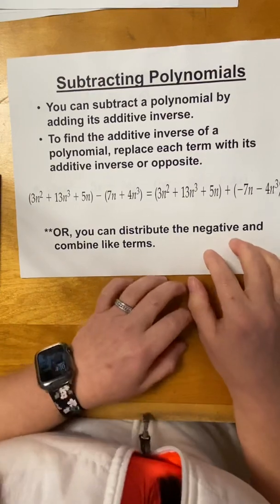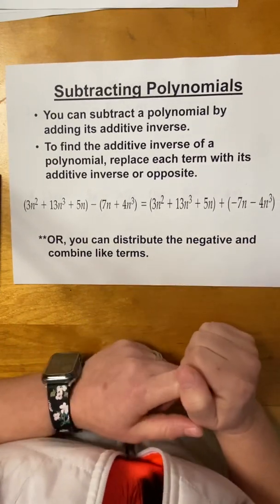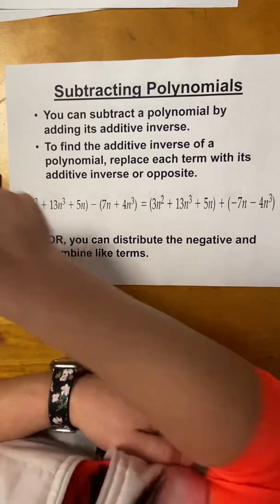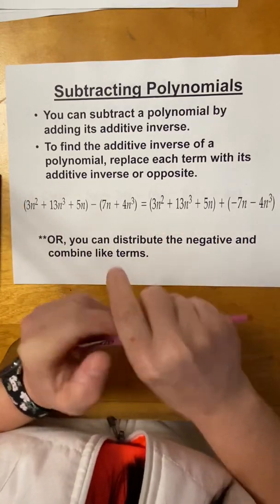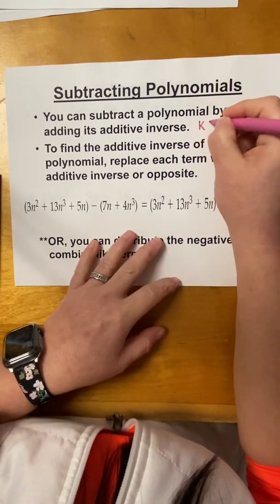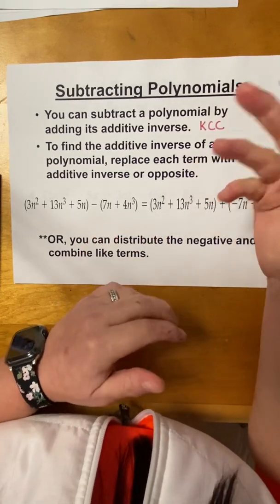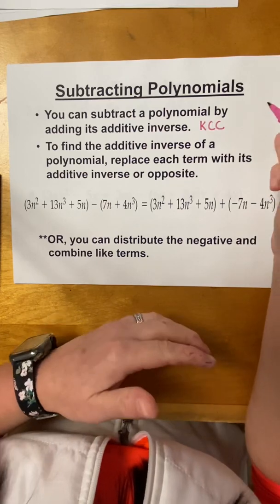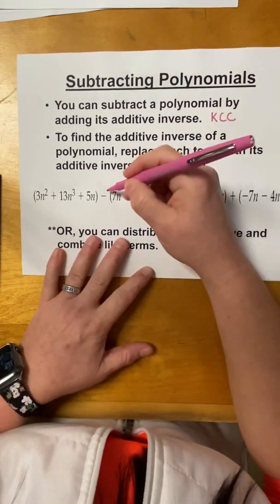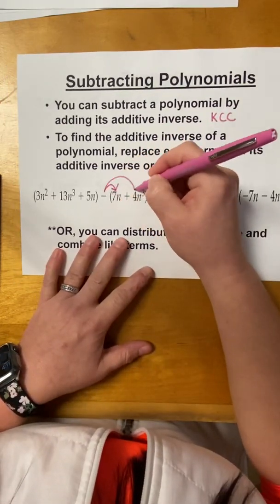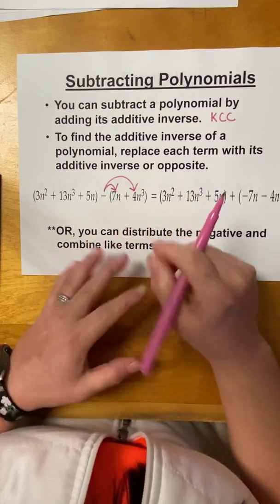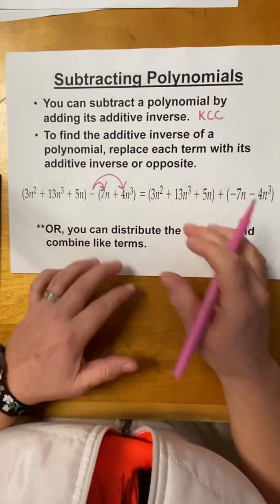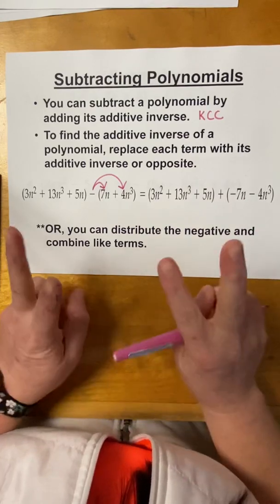All right, when you subtract a polynomial, you can add its additive inverse. And when you first learn how to do positives and negatives, some people call it keep, change, or keep, change, flip, keep, flip, change. I've heard a million different things. Something else that you can do is you can just distribute the negative to these terms. And then after you do that, you just combine like terms the way we did when we added polynomials. So 2 options.